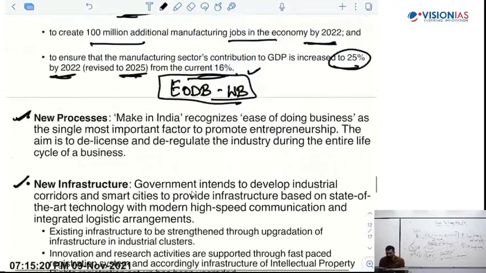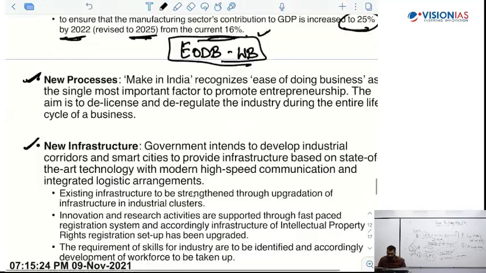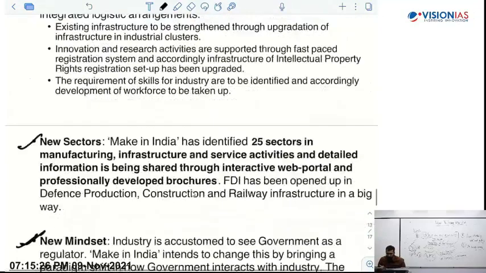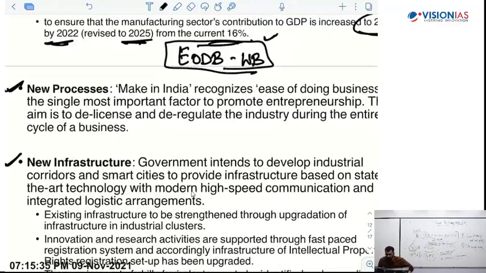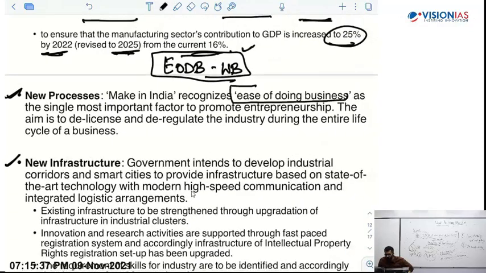ये 4 इसके major goals थे. New process, new infrastructure, new sectors and new mindset. Under the new processes, see the first line. Make in India recognizes ease of doing business as the single most important factor to promote entrepreneurship. This is what I was trying to say. This is what their single-minded goal was, that we need to improve India's ranking on ease of doing business.